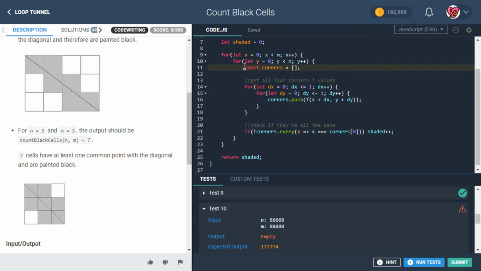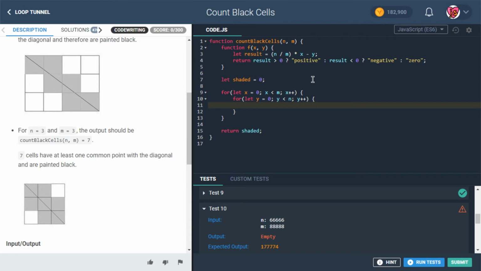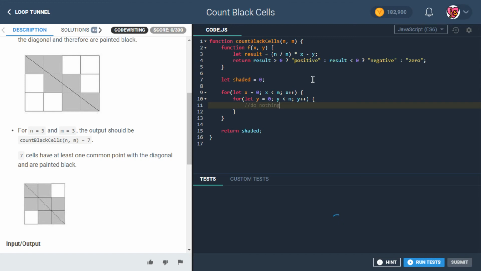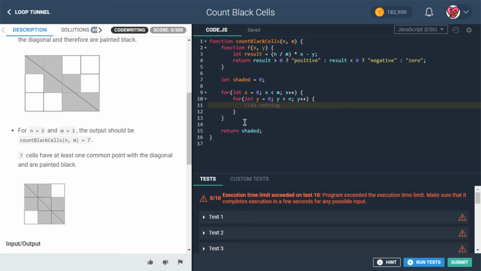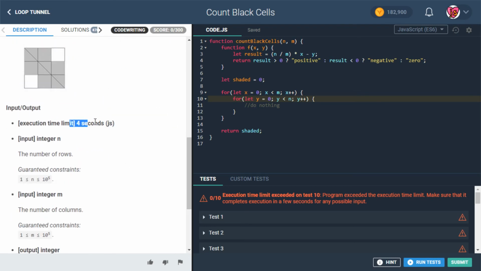So, let's take all this stuff and cut it out. Let's say do nothing and try running that. We're going to see if that even allows the test to be completed. No. So, see, doing a double nested loop on this is not going to work. We're not even calling our function here. We're not even doing anything in the loop. It's just the very act of increasing all these. It's timing out. It's exceeding the 4-second time limit that we're given for this problem. It would work in principle. It would just take a very long time.